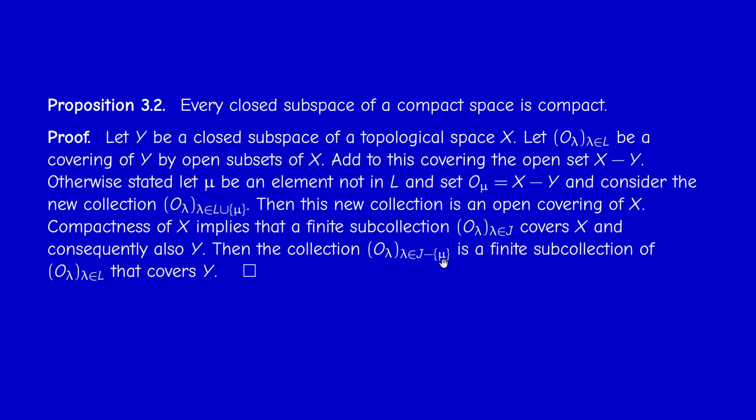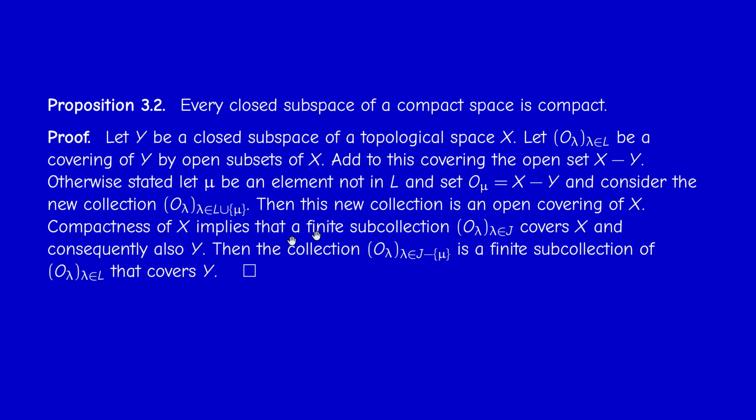So when I remove from this finite covering X minus Y, I get a finite subcollection that covers Y, because X minus Y does not cover Y, so I can remove it. Of course, if J is finite, when I remove an element it is still finite.